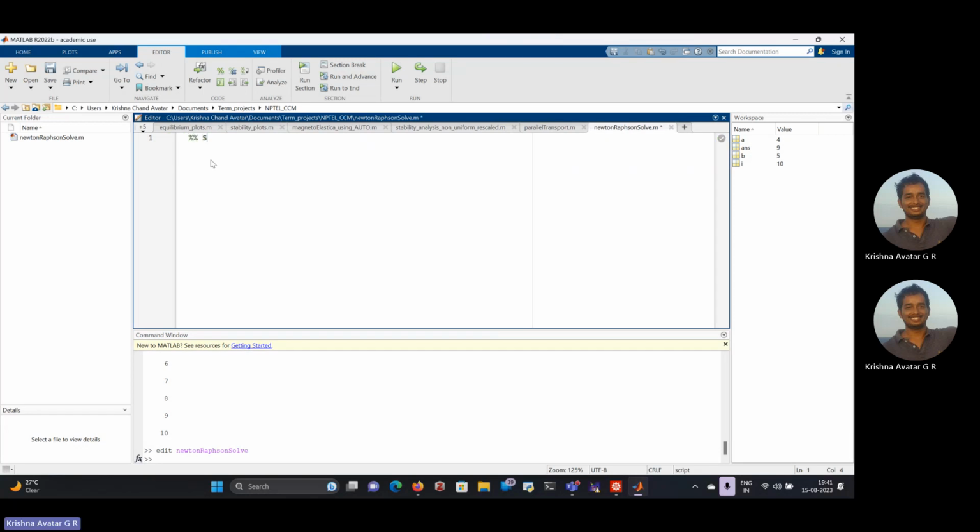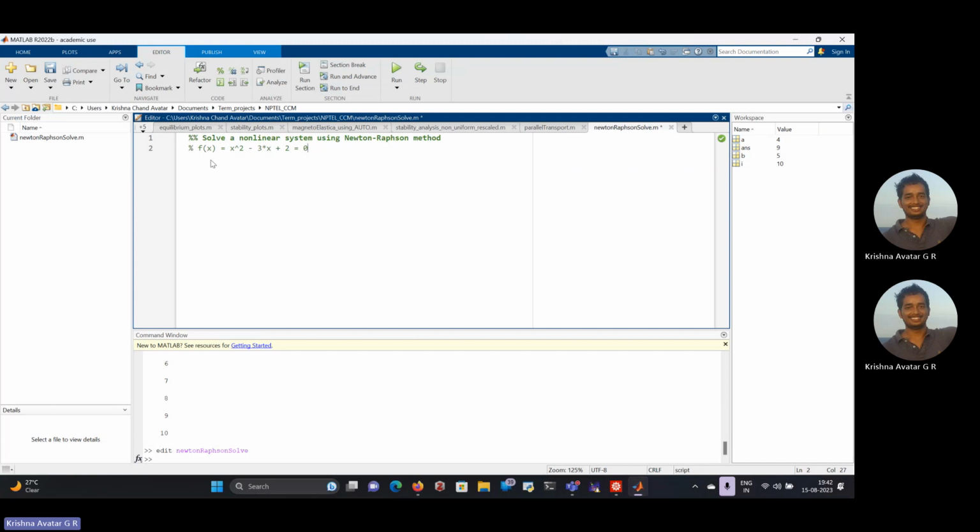So say solve a nonlinear system using the Newton-Raphson theorem. So the nonlinear system is say f of x is equal to x squared minus 3 into x plus 2 is equal to 0. Now I wonder what are the solutions.